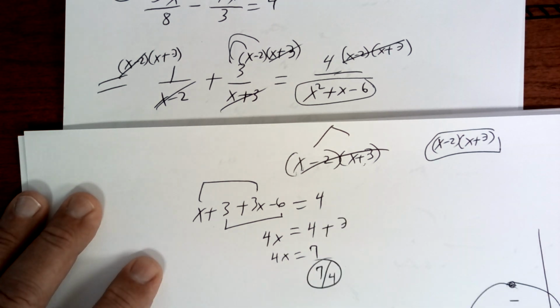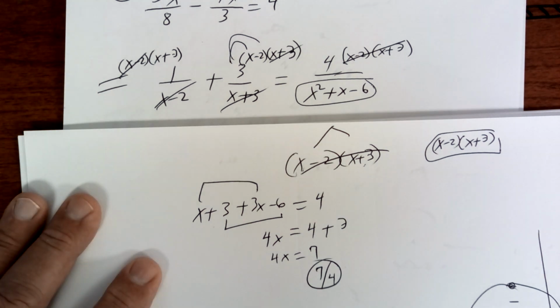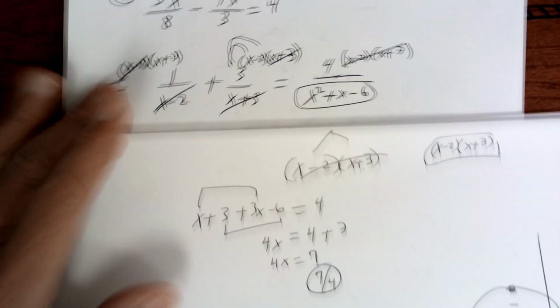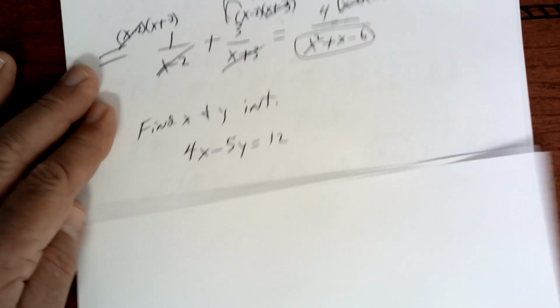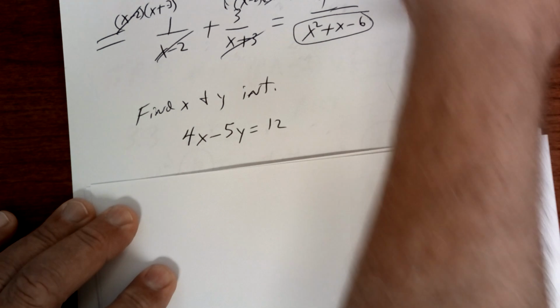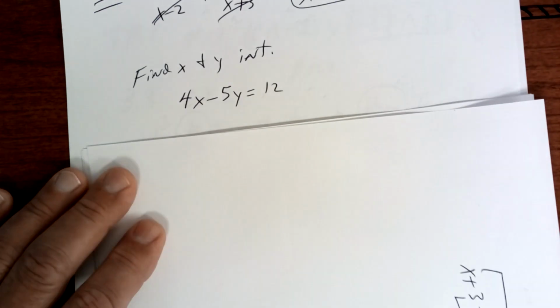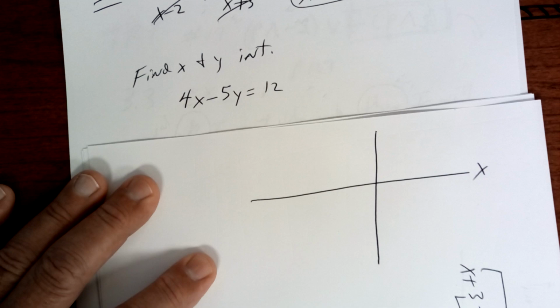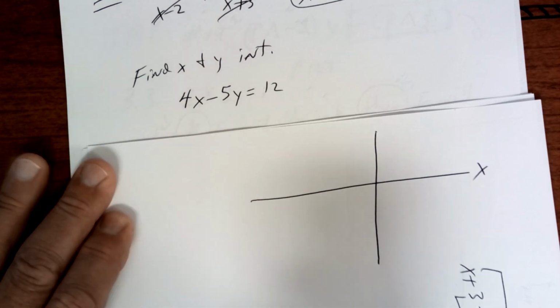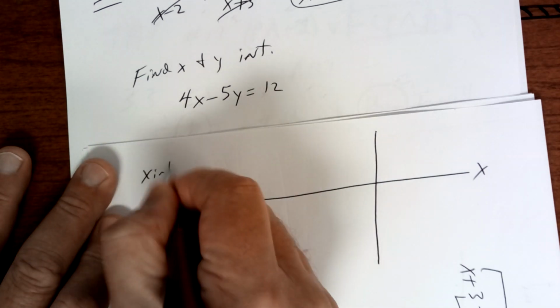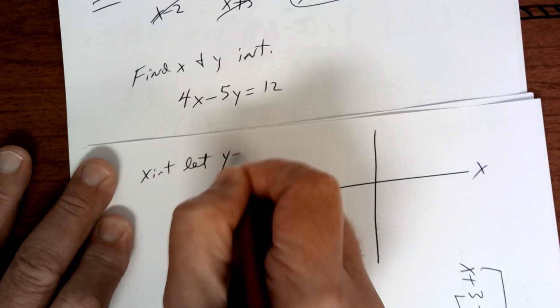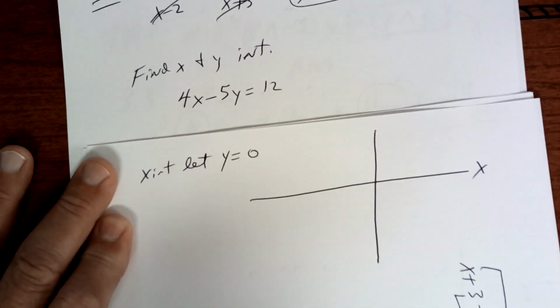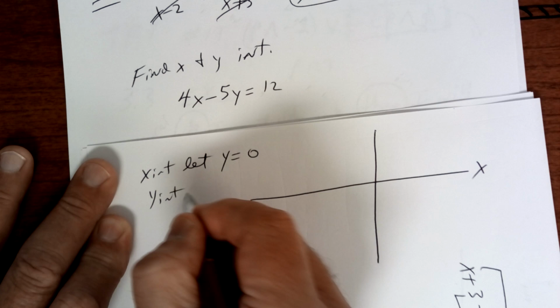And again, that one looks weird. So do some of us, including me. All right, so let's talk about today's work, x and y intercepts. To find the x-intercept, and this is where it crosses the x, you let y equal 0. So x-intercept, let y be 0. Y-intercept, let x equal 0.